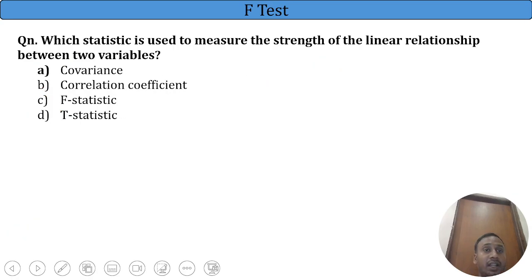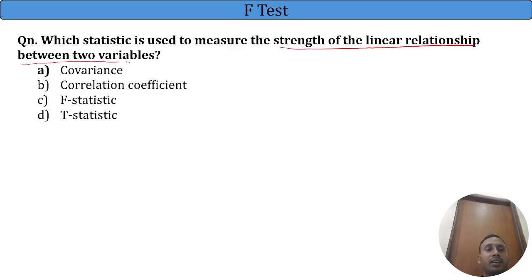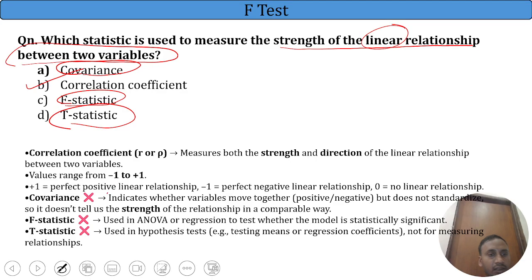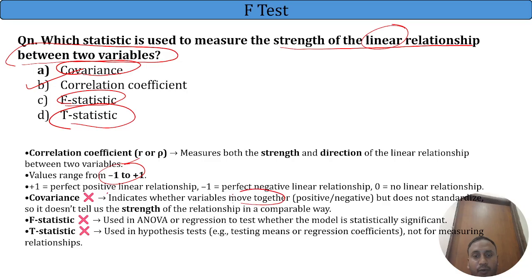Now which statistic is used to measure the strength of the relationship between two variables? Linear relationship, which one? Covariance can't be. Correlation will do. The F statistic is something different. The T statistic, no. Correlation measures the strength and direction of the linear relationship between variables, with a value range of -1 to 1. Covariance indicates that the variables move together. The F statistic is actually for ANOVA. The T statistic is actually for hypothesis tests.